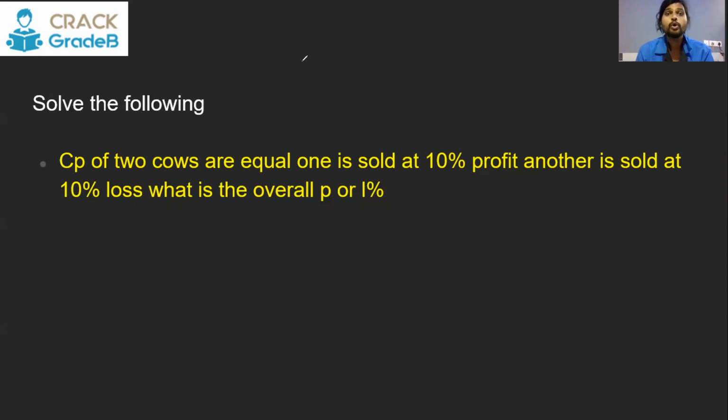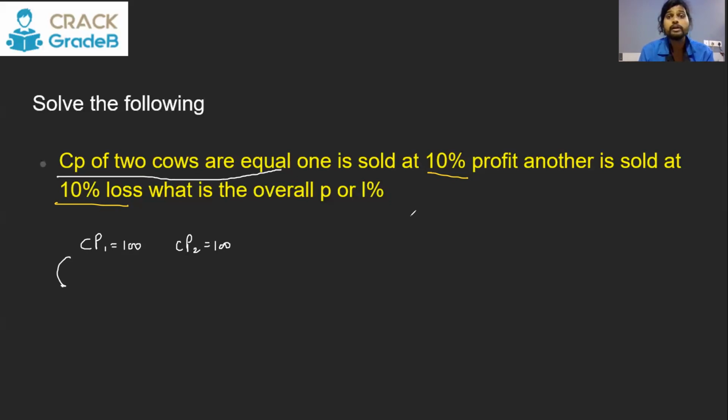But now let's move on to the next type where you have to deal with questions with 2 articles, selling and buying of 2 articles. In this case, it says cost price of 2 cows are equal. One is sold at 10% profit, another is sold at 10% loss. What is the overall profit or loss percent? So what you can do is consider the cost price of first cow as 100 rupees. So the cost price of second cow will also be 100 rupees because cost prices of 2 cows are equal.